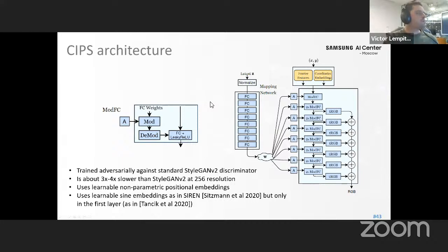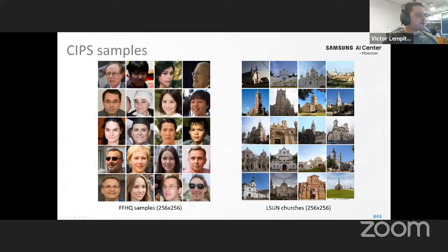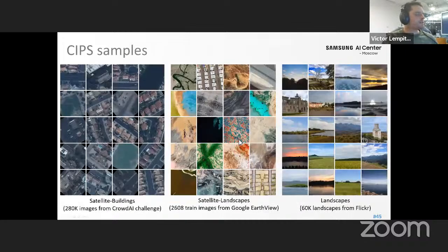Let me show you the samples from the model. They're actually quite good. We trained this whole thing against the standard StyleGAN v2 discriminator, which is convolutional and just taken from StyleGAN. So the samples look nice. These are samples for faces on the left and Flickr churches on the right. These are popular data sets. These are our own data sets.